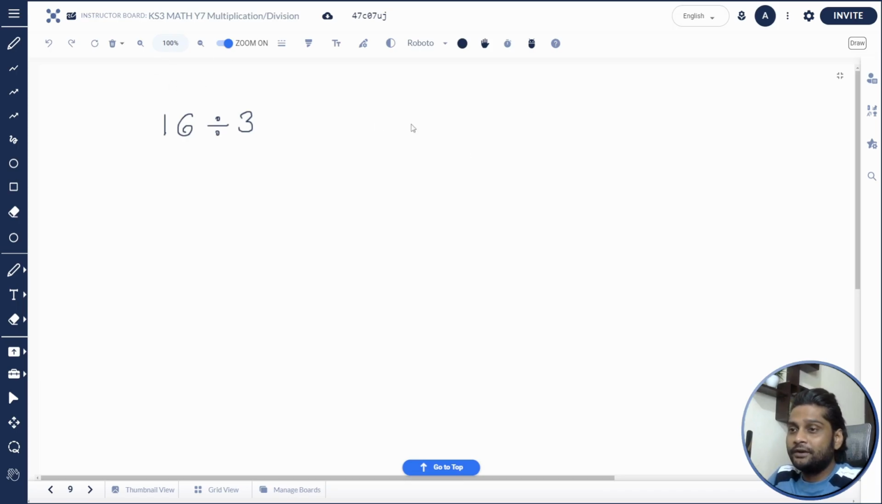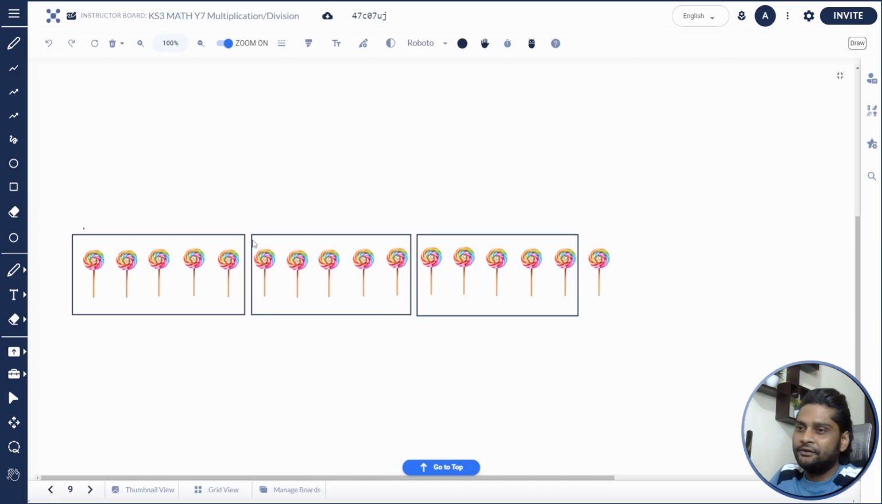Okay, what if this time we had an unequal number of candies? What if we have 16 divided by 3, meaning we had 16 candies instead of these 15 candies. What would have happened in that case? Just like we got 5 candies for each kid, we would have 1 more candy left. So what is that called? This leftover candy is called the remainder.